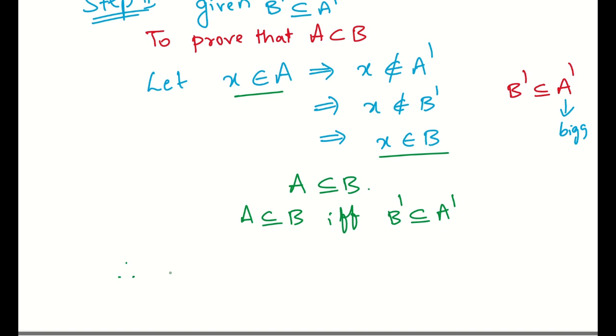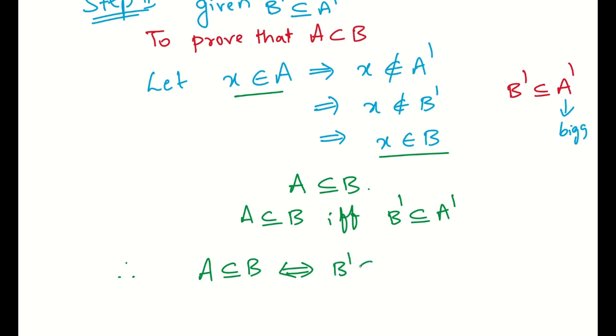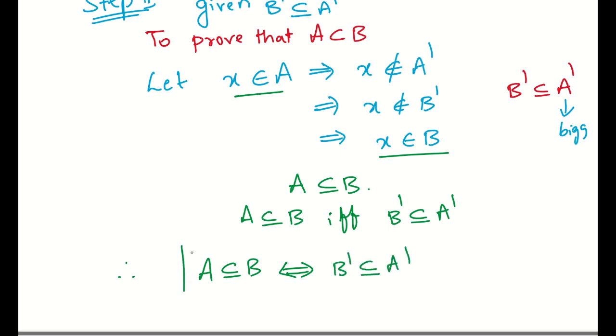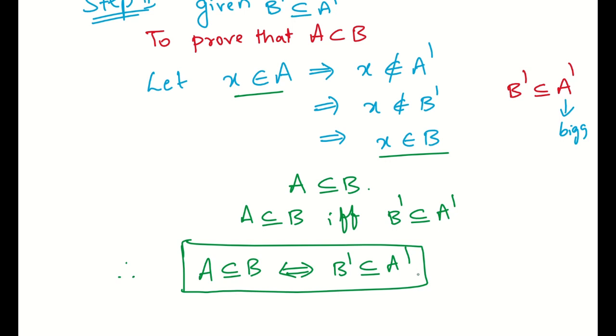So finally what I can say? I can say that if I want to say A is a subset of B, obviously B complement should be a subset of A complement. This is an if and only if statement. If you want to prove this kind of statement, you need to do it in two parts. Assuming that the first one is true, try to prove the second one, and assuming that the second one is true, try to prove the first one.